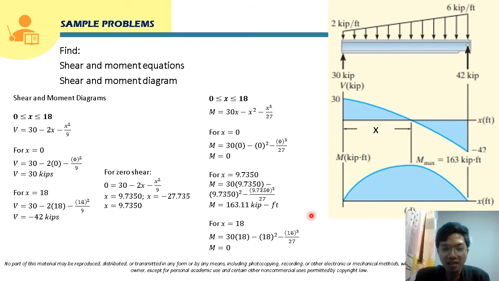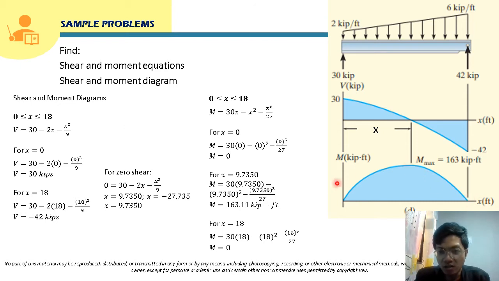Okay, so at x is equal to 0, class, the moment is 0. That's why it starts here. And for the moment, for distance 9.7350, the moment here, class, is 163.11 kip-feet at this point. And then at distance x equal to 18, so at this point, class, the moment is 0. That's why the point is here.